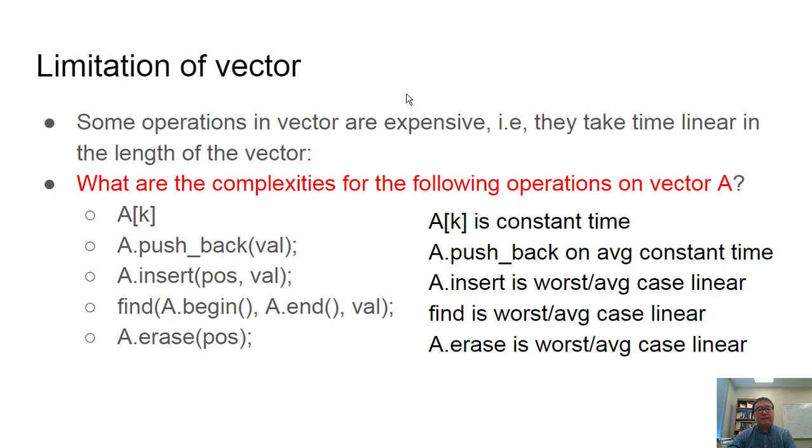So if we are inserting an element at the beginning, then we have to copy all the current elements, move them to the next position, and then we add this element in the beginning. So the cost of that is linear, the length of the vector. So depending on where we insert, the complexity will be different.